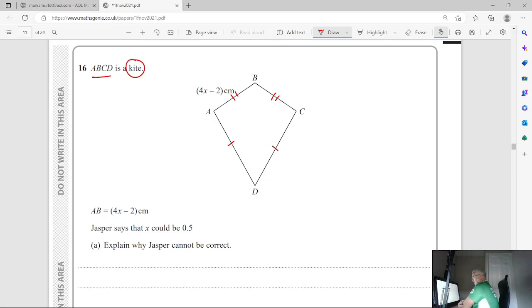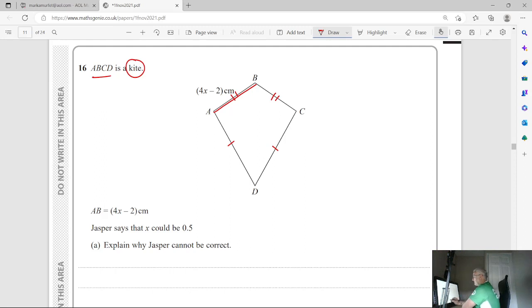Now, let's look at the first question. AB, so this line here, it's saying is 4x minus 2 centimeters long. We don't know what x equals. So let's look at what Jasper says. Jasper says that x could be 0.5.